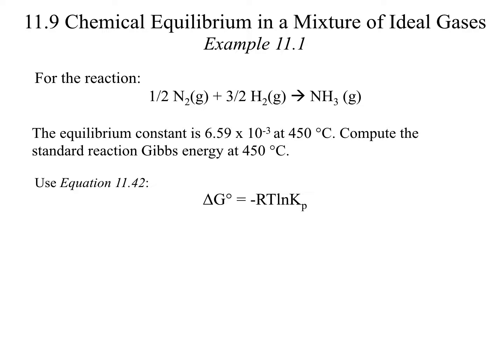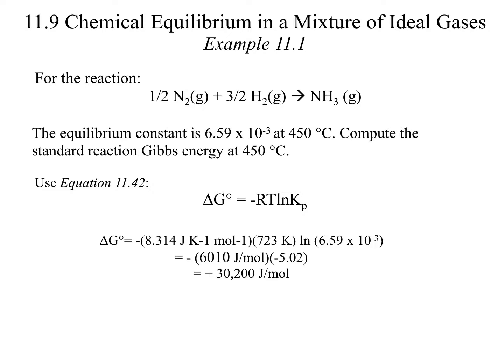So we will use the equation 11.42, delta G0 equals minus RT ln K, expressed in terms of pressure, Kp. This is because we are asked to get Gibbs energy and we are given the equilibrium constant. So the equation that connects those two variables is 11.42. So now by simply substituting the above data, it's as simple as that.